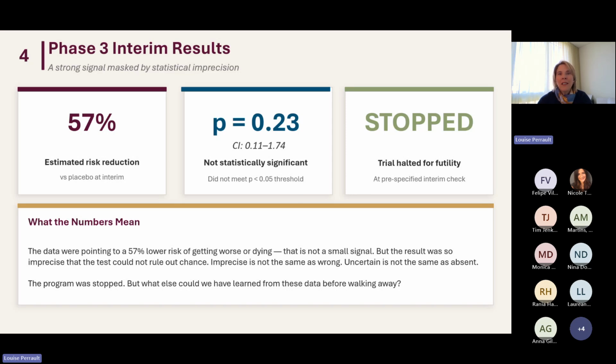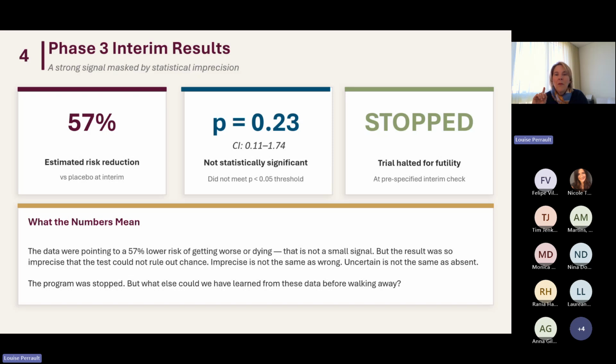The data were pointing to a 57% lower risk of getting worse or dying. That is not a small signal, but the result was so imprecise, the range of uncertainty so wide, that the test could not rule out the possibility that it was just chance. So the official conclusion was not significant, and the program was stopped.